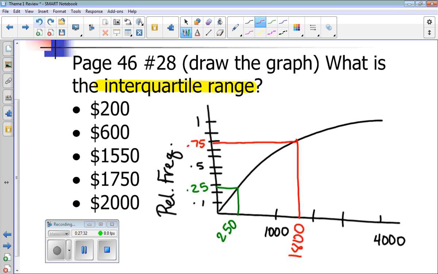Not an answer that's up there. Oh, yeah, 1550, it's up there. I'm a liar. So just making sure we remember how to find medians or interquartile ranges or any of that using an ogive. And we kind of remember, right?